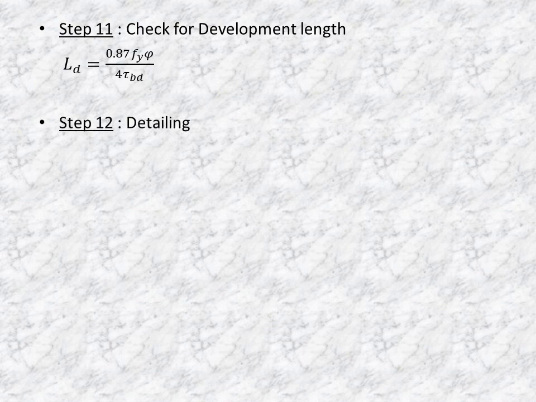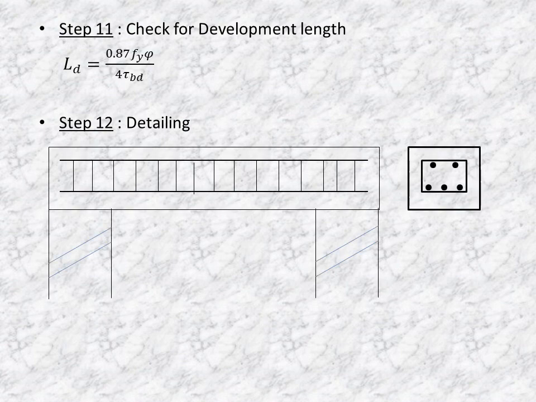Then we check for development length so that steel reinforcement can be at its full strength. Ld is equal to 0.87 Fy phi by 4 tau bd, where tau bd is the nominal bond stress. It is given in the code. Then we do the detailing part. This is how the detailing part looks like.